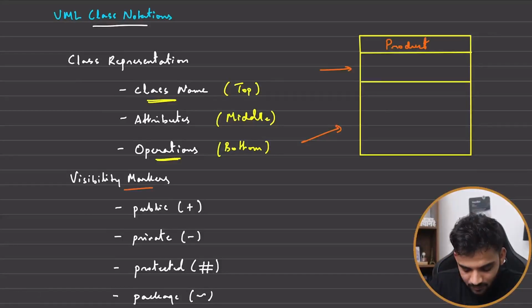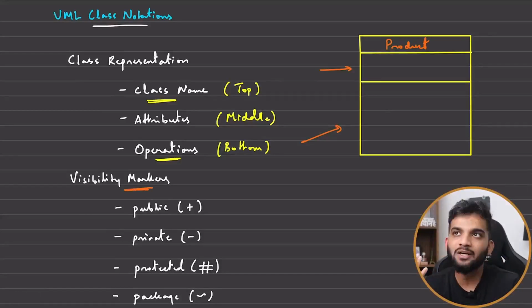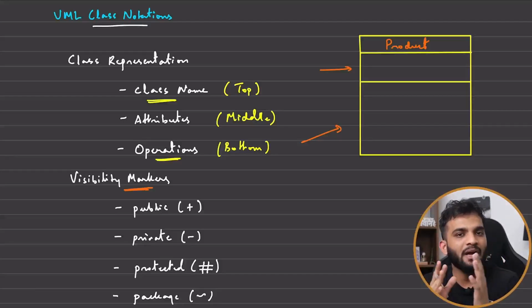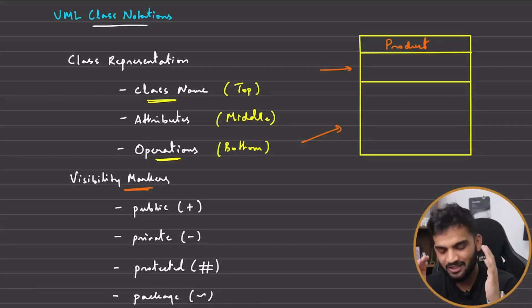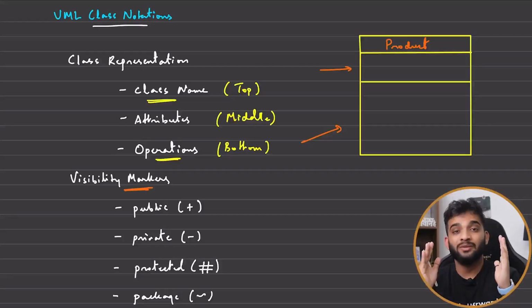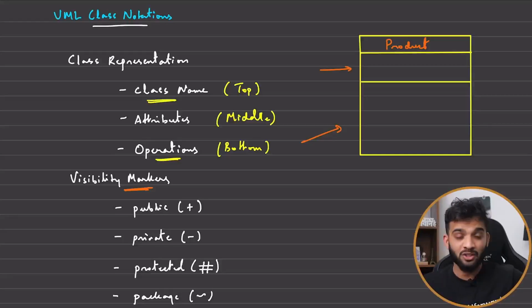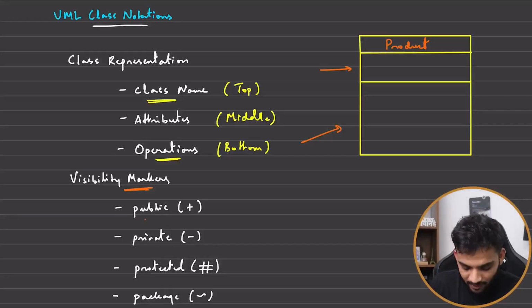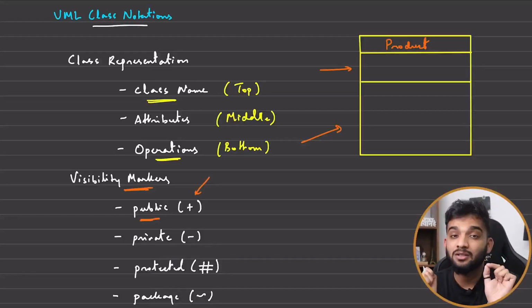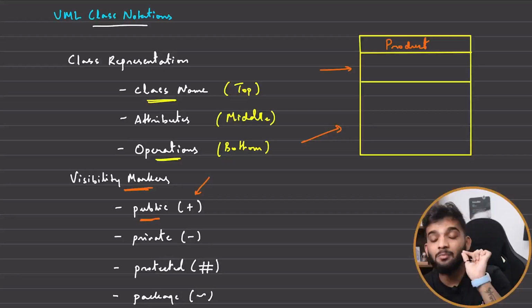Visibility markers. Let's first understand visibility markers. Whenever we are defining attributes or methods, we write something like public, private, protected, all of these things. Now, these are access specifiers, which I've explained in depth in object-oriented programming. Please go back and watch it. I'm not going to explain it in this particular video. So if your attributes or methods are public, you will be using the plus marker.